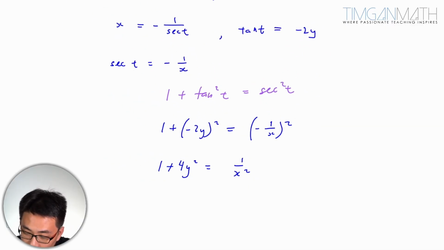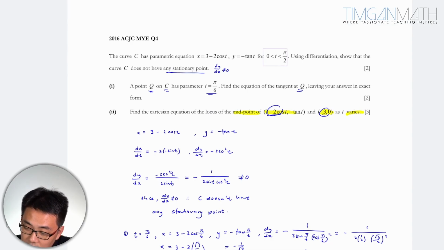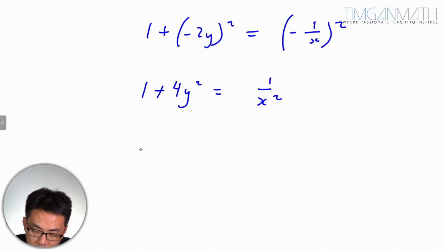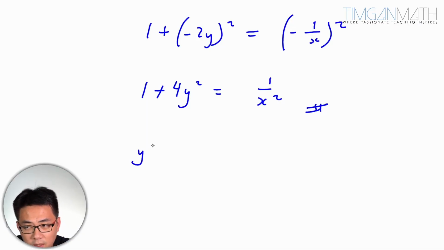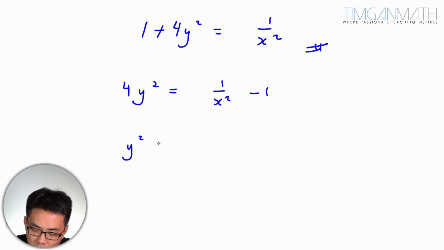So 1 plus 4y square equals 1 over x square, as t varies. In this case, this is the Cartesian form. You can just leave it like that, it's fine. Or if you do not want to, you could make y the subject. They never say make y the subject, though. So 4y square equals 1 over x square minus 1, and after which y square equals 1 over 4 times, 1 over x square minus 1.